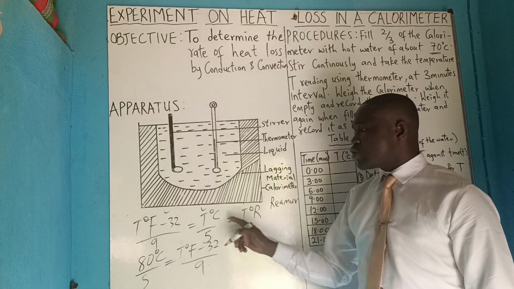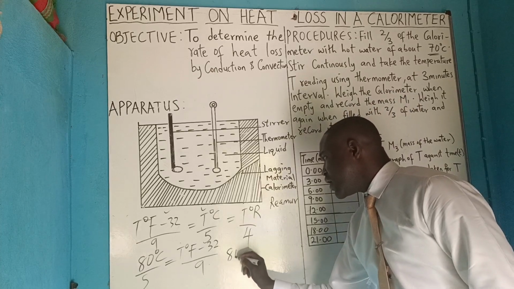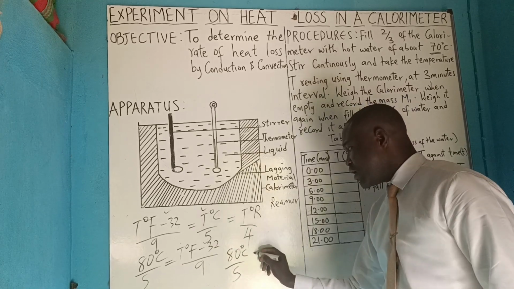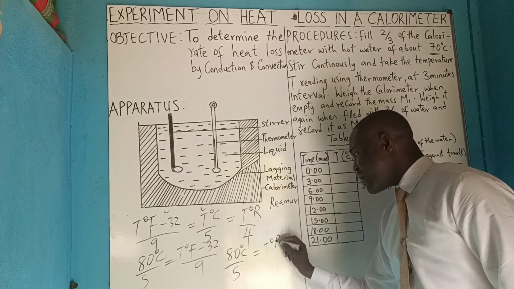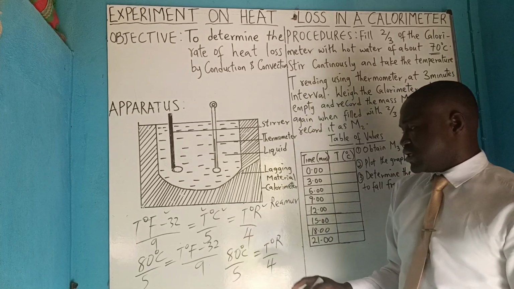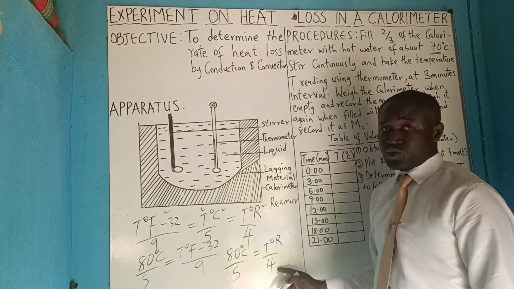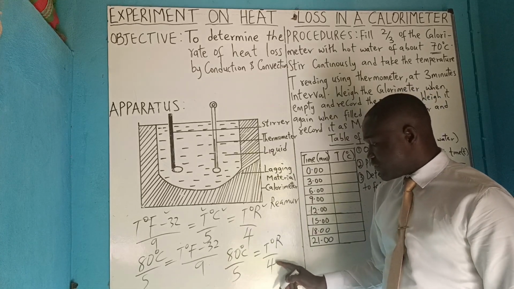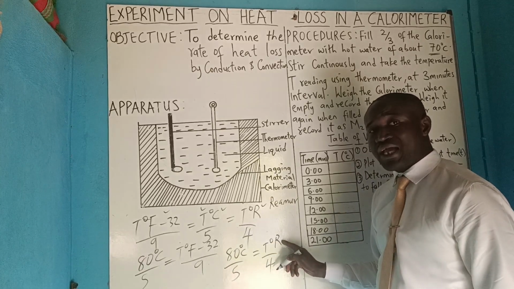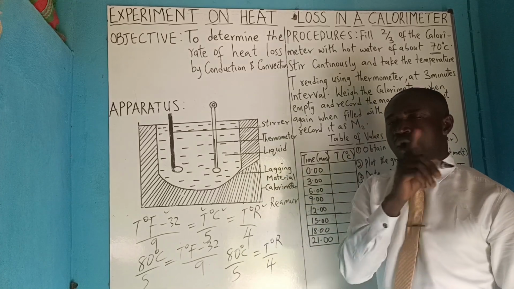If you also want to convert 80 degrees Celsius to Reaumur, you say 80 degrees Celsius over 5 equals T degree Reaumur over 4. You are comparing this and this. When you do this, you will notice what the answer is. Just 4 times this divided by 5 will give you the answer. So also use the comment box below and tell me what you get.